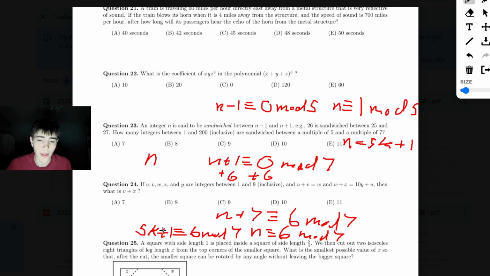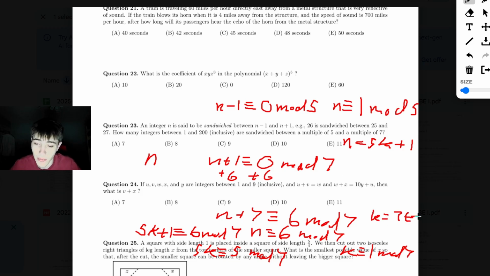Okay, and then let's subtract this 1, right? So 5k is congruent to 5 mod 7. Notice that 5 and 7 are relatively prime, so we can divide by 5 mod 7. So we get k is congruent to 1 mod 7. But n is not congruent to 1 mod 7. N is congruent to 1 mod 5. Okay? So we would write k equals 7t plus 1.